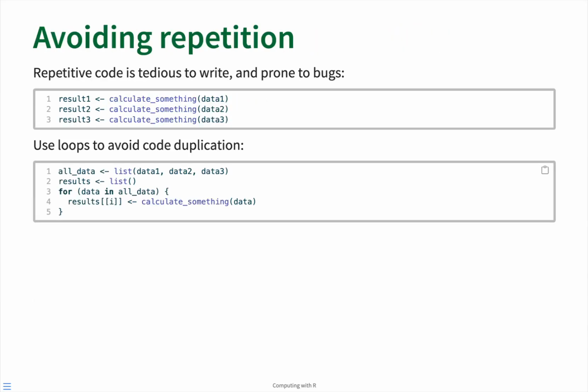Another good thing to do is to try and avoid repetition. Once you find yourself repeating a bit of code over and over again, it's a good idea to try and rewrite code to get rid of the repetition. So here we're running the calculate something function 3 times. Well, instead of writing it out 3 times, we could try to instead put it inside a loop. And then the loop iterates over the input data and stores the outputs in a list of results.